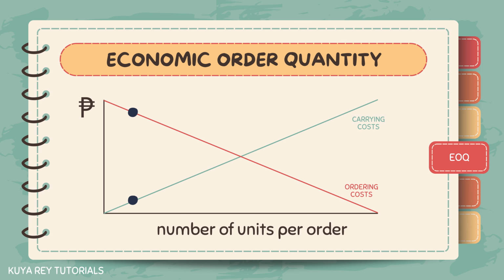On the other hand, when the entity orders too little, the carrying costs shrink while the ordering costs skyrocket. We need to find the sweet spot where these two are optimal. Let's understand this formula with this example.